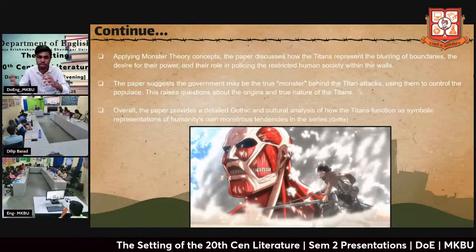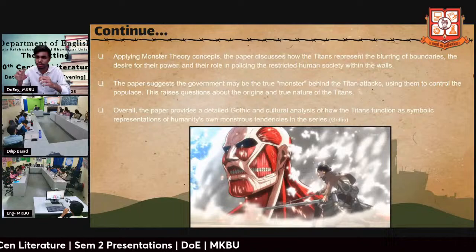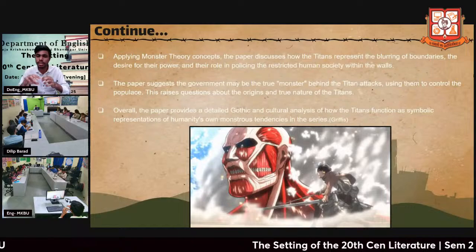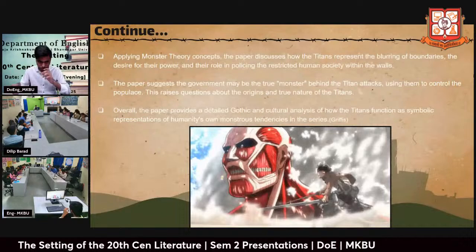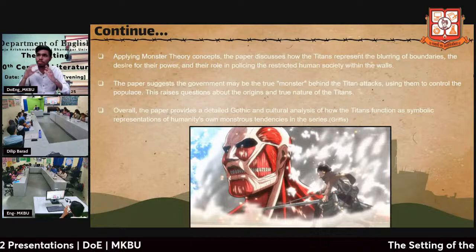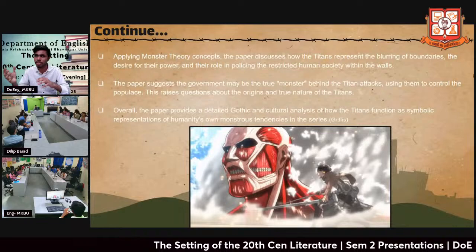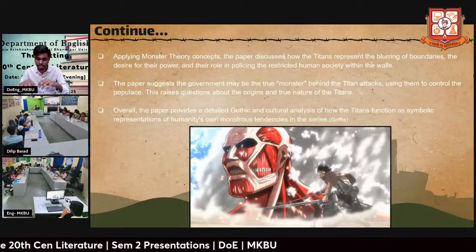Overall, the paper provides a detailed poetic and cultural analysis of how the Titans function as a symbolic representation of humanity's own monstrous tendency. As I mentioned, in the war in Japan, people were destroyed for no reason. Because of the war, Hiroshima and Nagasaki were the places most destroyed, and the Japanese country is still trying to develop that area, their places, and how they are seen as well.